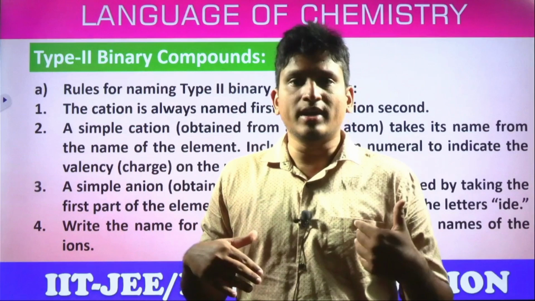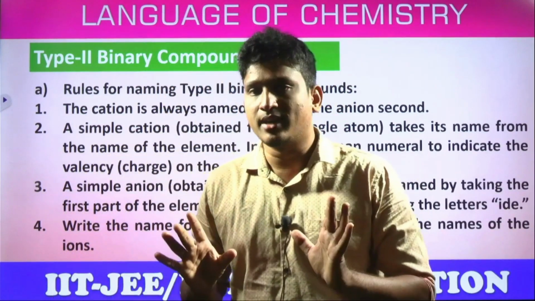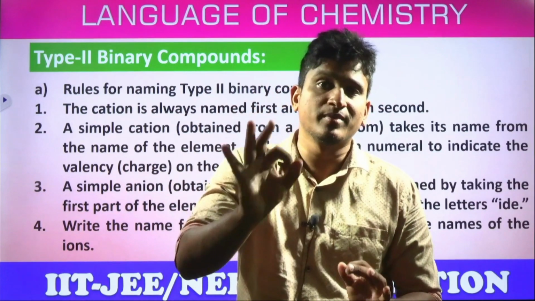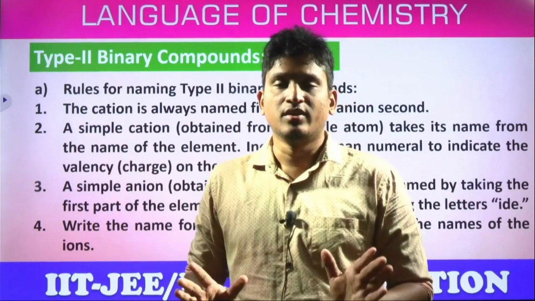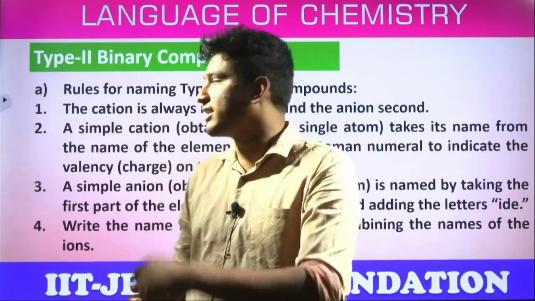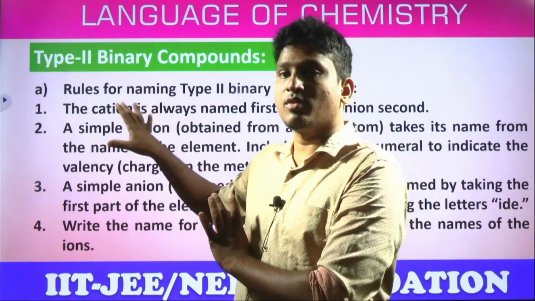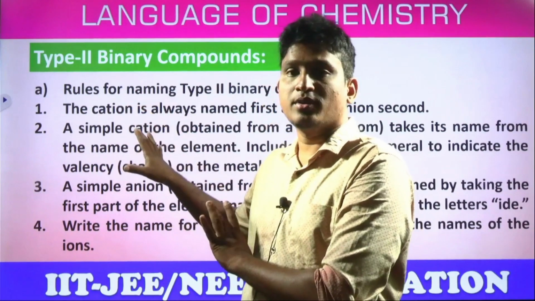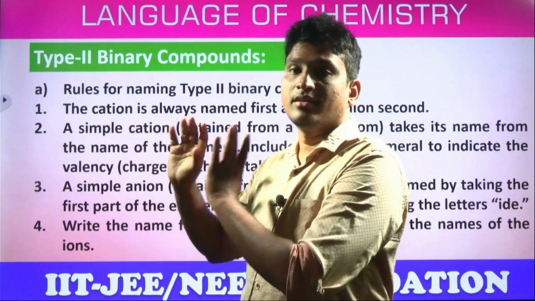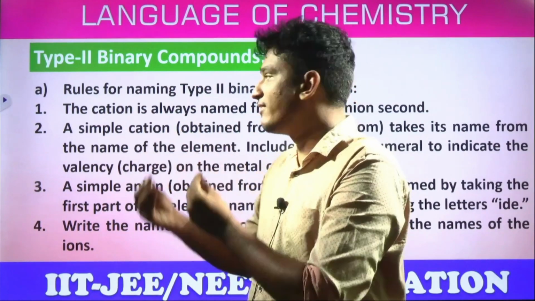Not only according to the ous and ic forms, we have one more type, students. That is according to Roman numerals also. What does the Roman numeral indicate? It indicates the valency of that element. Look here. This type 2 binary compounds, for which type of compounds are all these rules represented? For the compounds where the metals show variable valency.